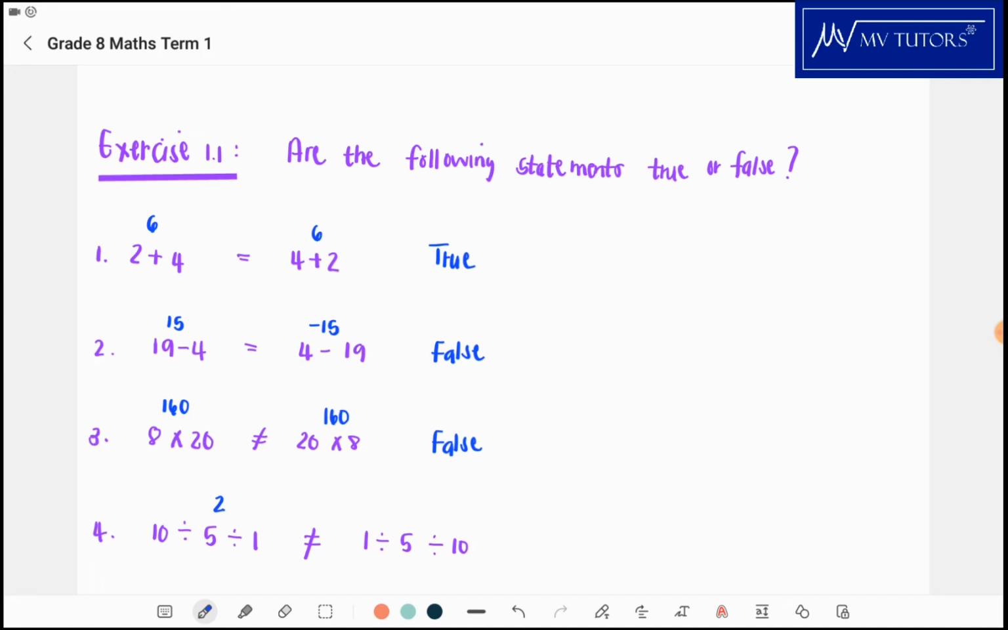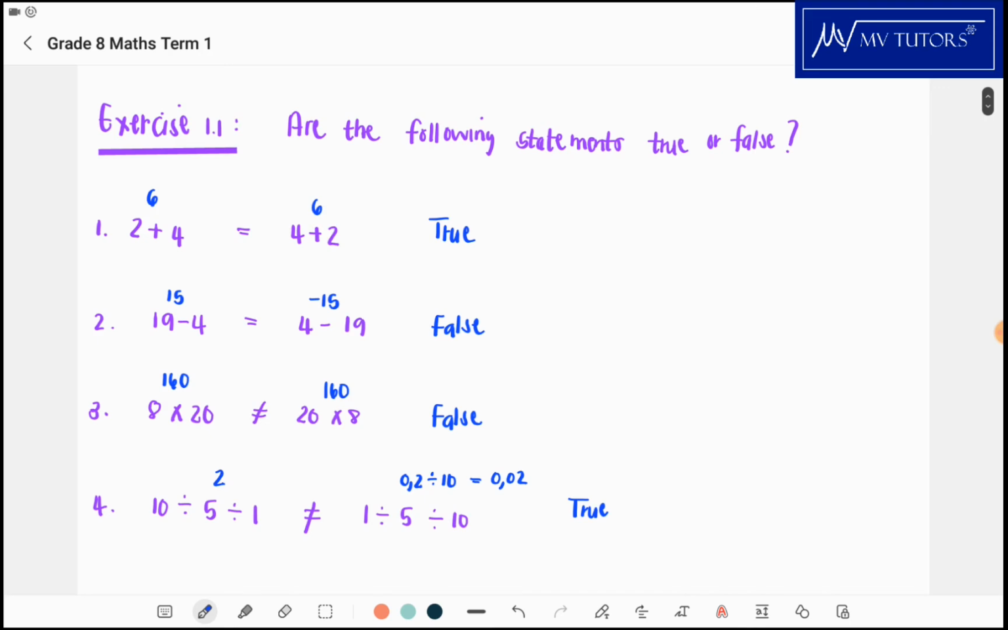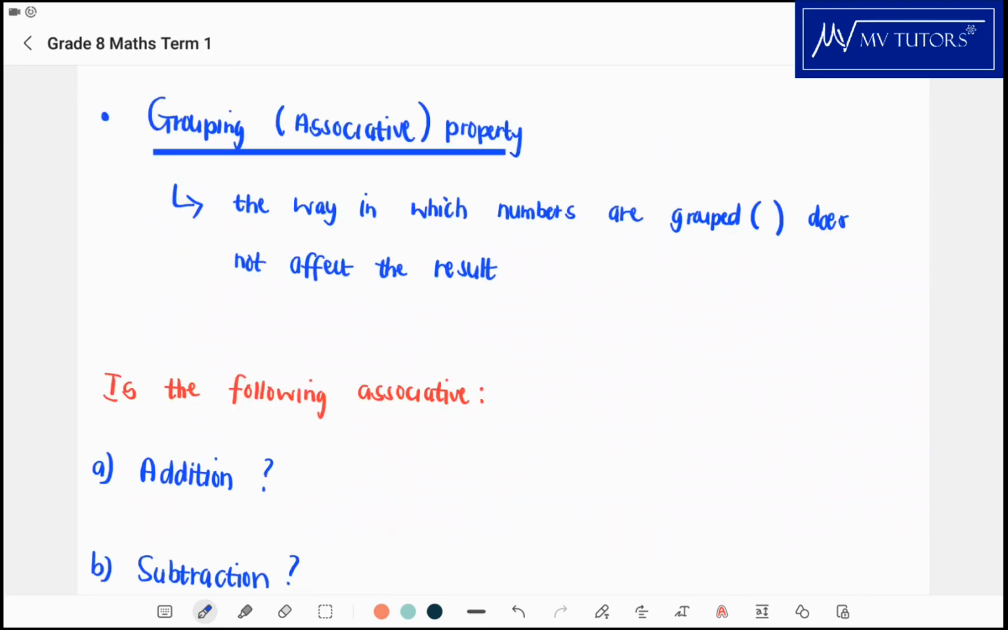Now we have 1 divided by 5. 1 divided by 5, or 1/5, is actually 0.2, and 0.2 divided by 10 is actually 0.02. So do you see that the two are not equal? And yes, the statement said the two are not equal. So this is true. All right, and then we are done with exercise 1.1.